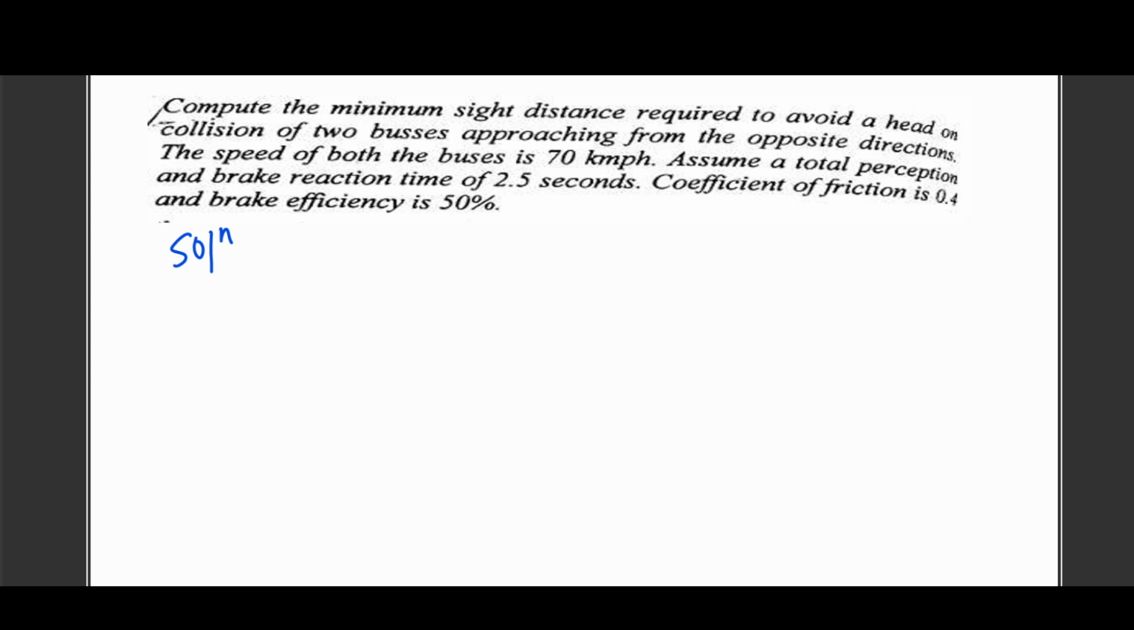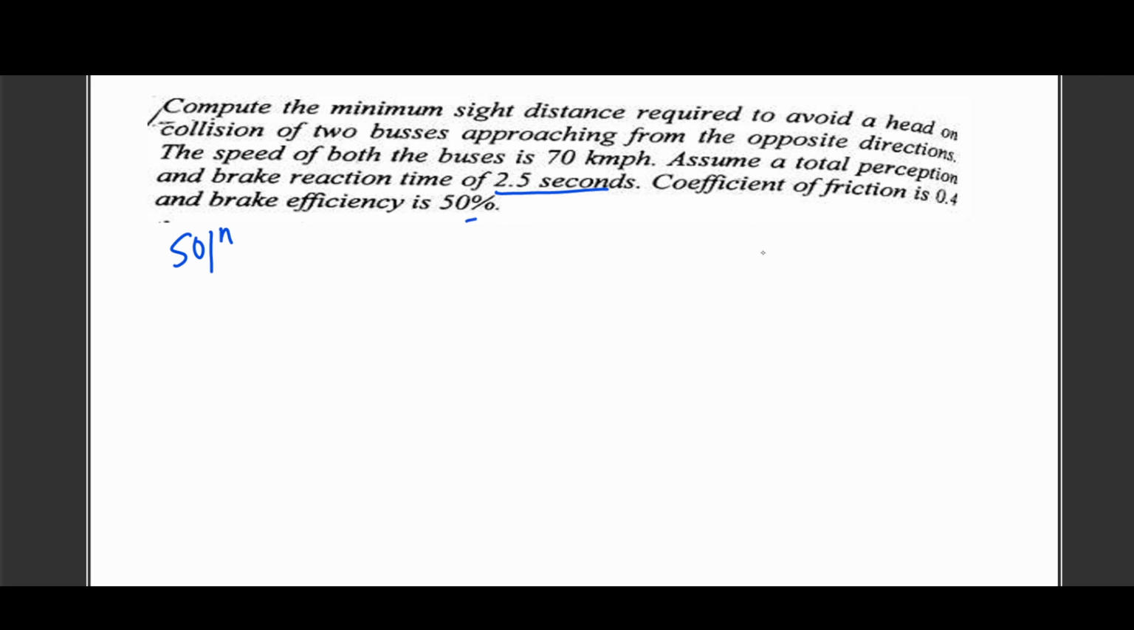The speed of both the buses is 70 km per hour. Both buses have the same speed, assuming a total perception and brake reaction time of 2.5 seconds. That is the total reaction time. Coefficient of friction equals 0.4 and brake efficiency is 50%.